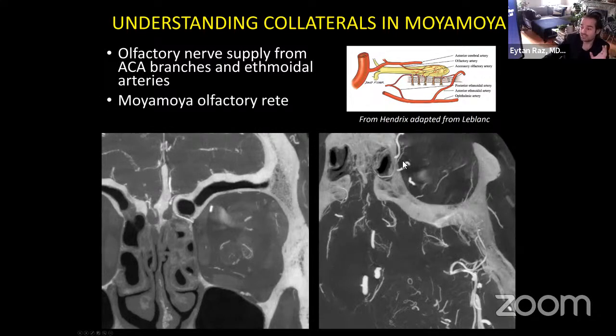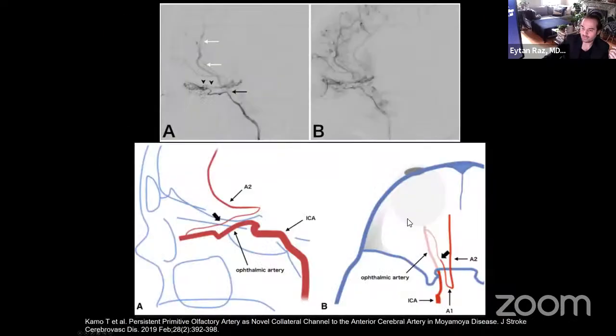We know that there is a potential connection in every individual between the ethmoidal arteries and the anterior cerebral artery, essentially through the olfactory nerve. And this is an example of an anterior ethmoidal artery in a normal patient that you can really follow very well with this sort of imaging.